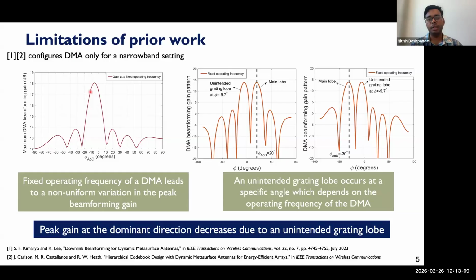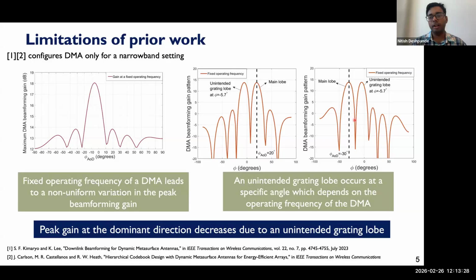So why does this happen? Let's look at the beam pattern when the DMA is configured at specific angles. In this plot, the target angle is 20 degrees, but we also see there is an unintended grating lobe at minus 5.7 degrees.